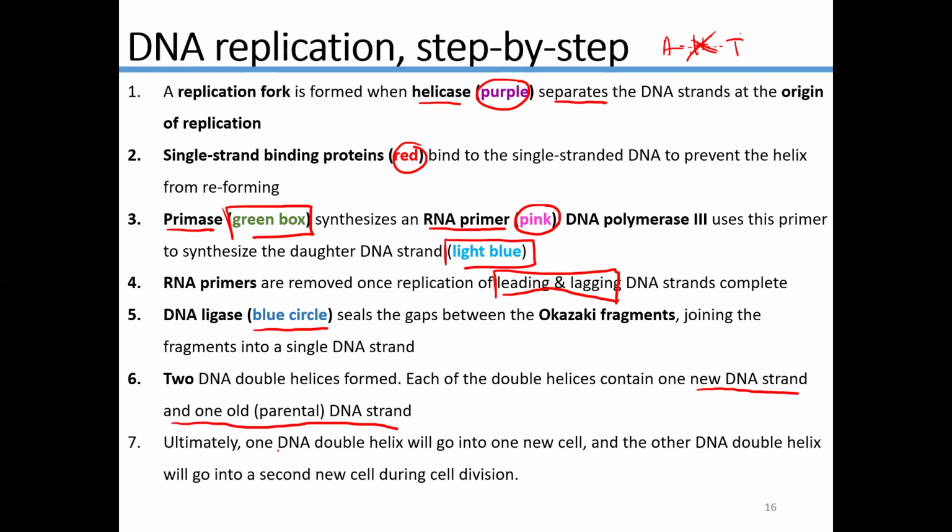So ultimately, one DNA double helix will go into one new cell, and the other DNA double helix will go into the second new cell during division. So again, after we have those 2, they're going to divide out, and then each is going to get its own.